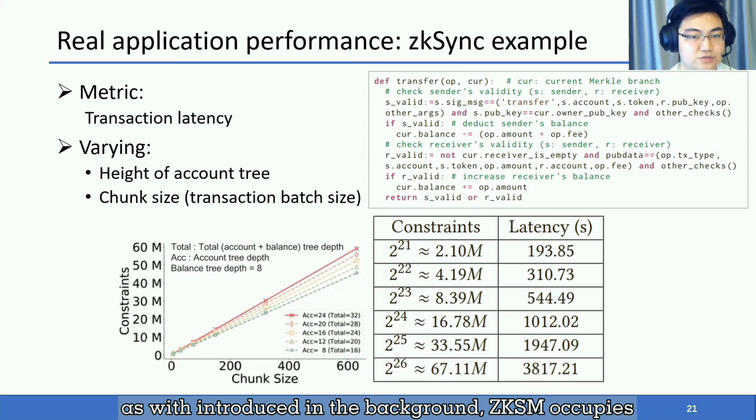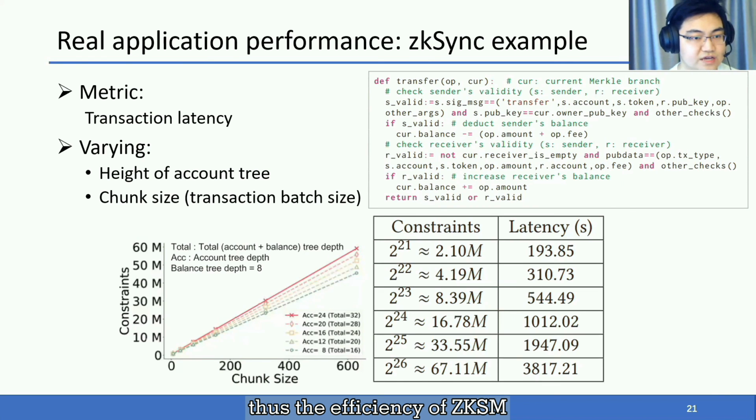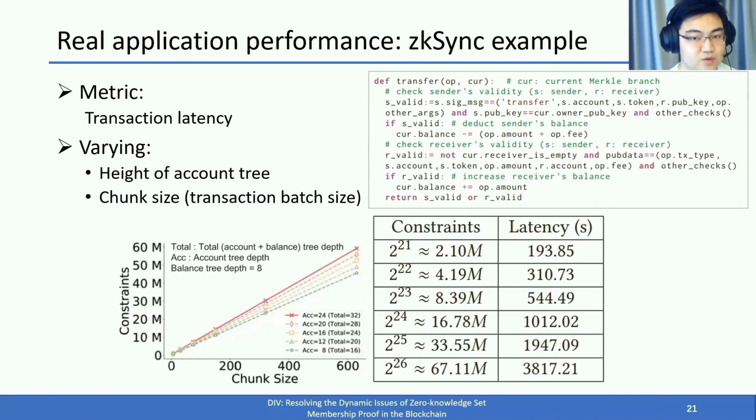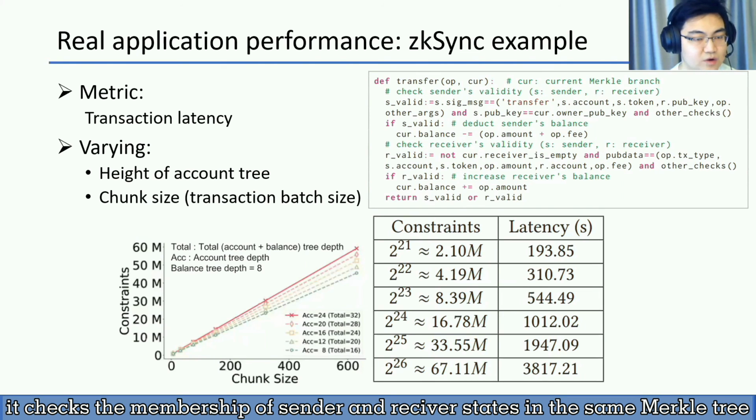As we introduced in the background, ZKSM occupies a large number of operations in the transaction processing of ZK-Think. Thus, the efficiency of ZKSM can affect the transaction processing latency of the system, which is also our metric. In terms of implementation, here is the pseudocode of the original circuit of the transfer transaction check in ZK-Think. It checks the membership of sender and receiver state in the same Merkle tree.